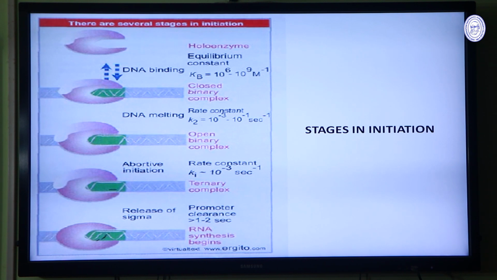Abortive initiation takes place, its association constant will be K1, 10 to the power minus 3, second minus 1. Then there will be the promoter clearance and the release of the sigma factor that occurs at a rate of greater than 1 to 2 seconds, and RNA synthesis begins.